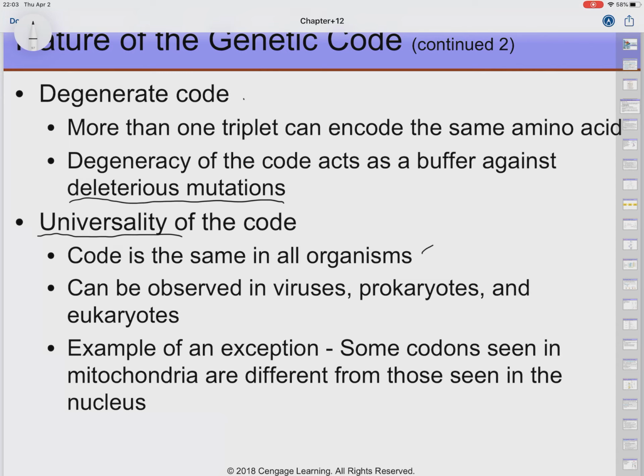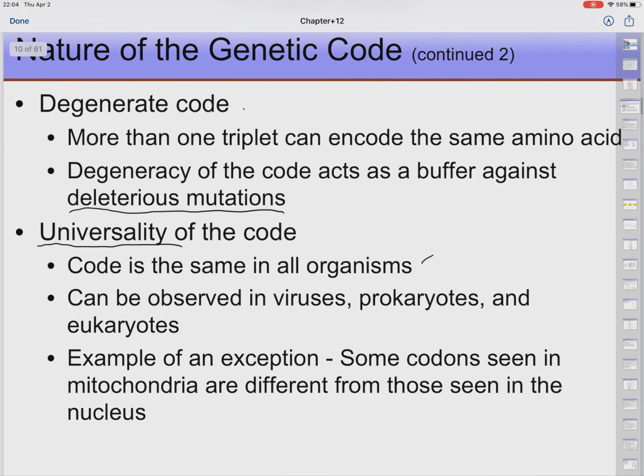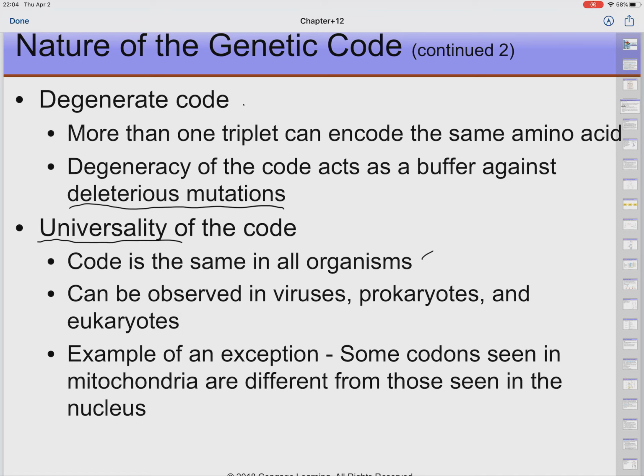Mitochondria are included in this. Sometimes the normal stop codon that we would have actually codes for something like glycine in these organisms, or something that codes for serine might actually be a stop codon. So there are a few exceptions, but for the most part, this genetic code must have evolved before all the different organisms that have come after it.